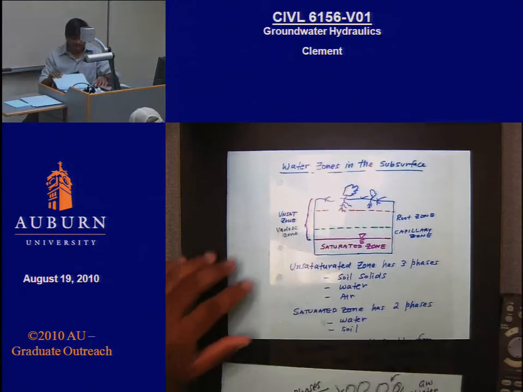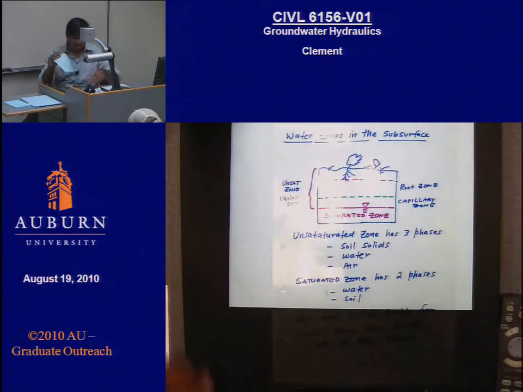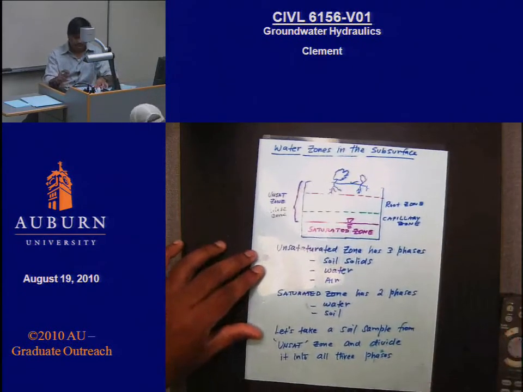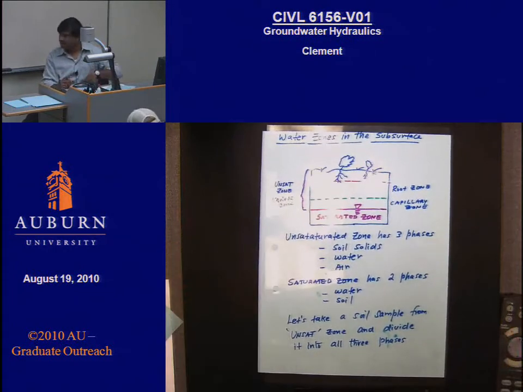So let me put a few more definitions here. The unsaturated zone, as I said, is a three-phase zone. So you've got solid phase, water phase, and an air phase. And the saturated zone is a two-phase zone. You've got a water phase and soil phase, just mixed water and soil.